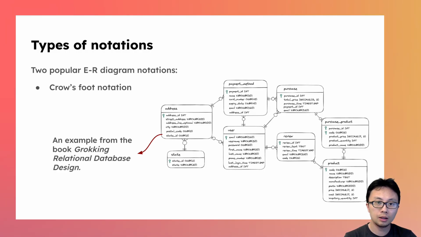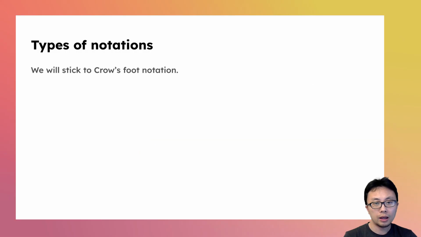An example of an ER diagram that uses crossfoot notation looks like this, and it comes from the book Grokking Relational Database Design. In this and all future videos of this series, we will stick to crossfoot notation, mostly for the consideration of practicality. I taught many students using Chen's notation in the past, and the very valuable feedback that I got many times is that the gap between using Chen's notation for coursework and using crossfoot notation during work is painful to conquer.